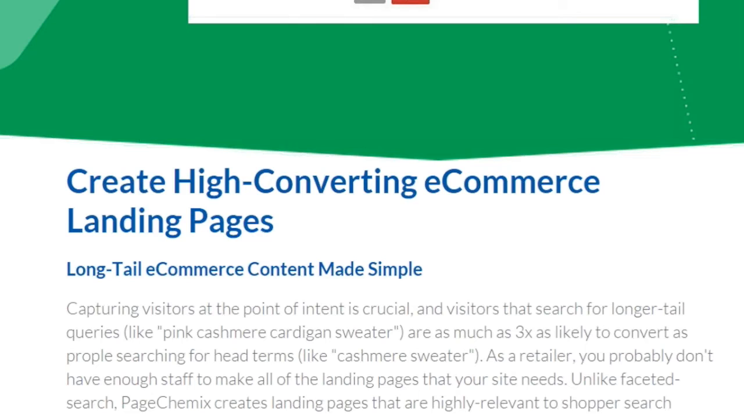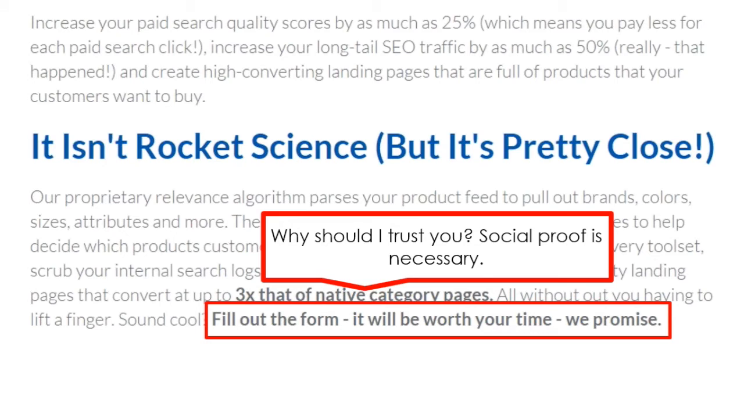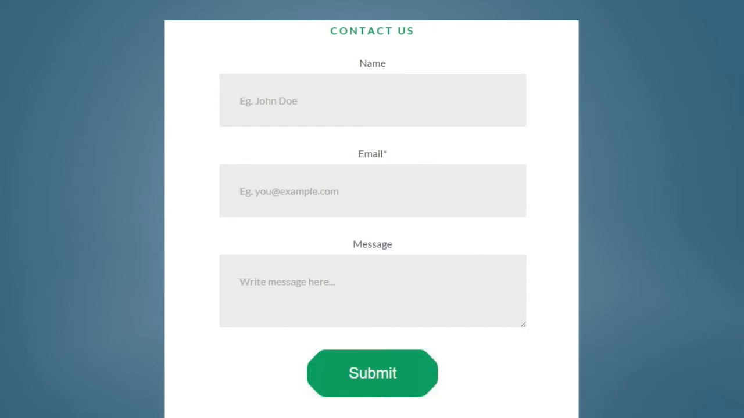Okay, so then we go down. Scroll down and they're giving you an example, which is great, but what if I don't sell cashmere sweaters? I don't really care about this example. And then at the very bottom, fill out the form, it'll be worth your time, we promise. Again, you promise? I don't even know you. I'm not familiar with your brand, and that's one thing you have to remember: whoever's coming to your site doesn't know you. They're not going to believe you unless you give social proof or data.